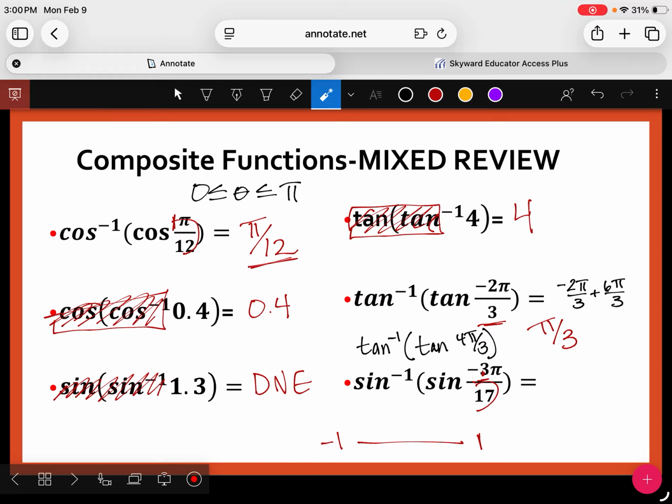All right, so for this last question, because these are the same, and because the numerator is less than 17, I know my answer is going to be something greater than negative 1. So my answer is negative 3 pi over 17.